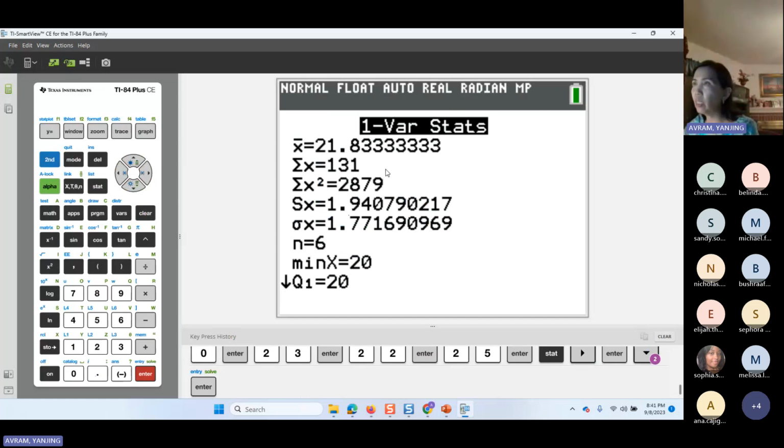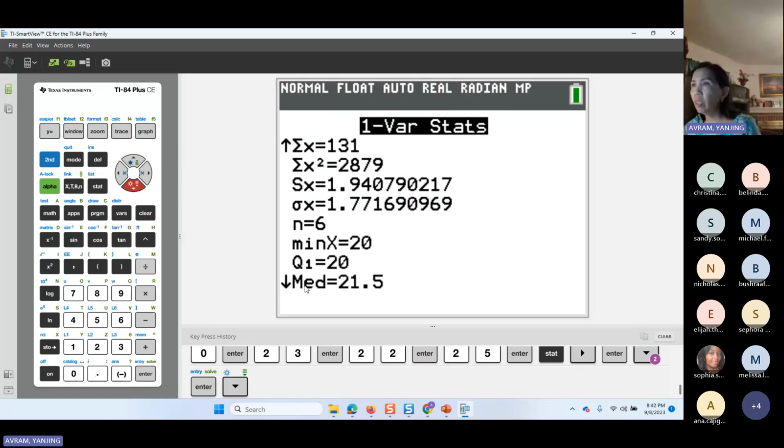Look at this one right here. It has already found the mean for you, 21.8. So that x bar is the mean. This is the sum of x, which we don't really need to use. This one is the sample standard deviation. This is the population standard deviation, which we're going to be able to use later on.